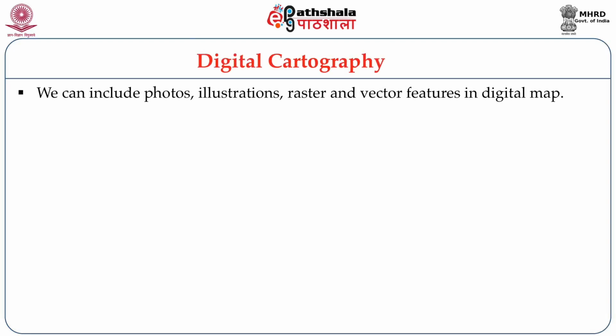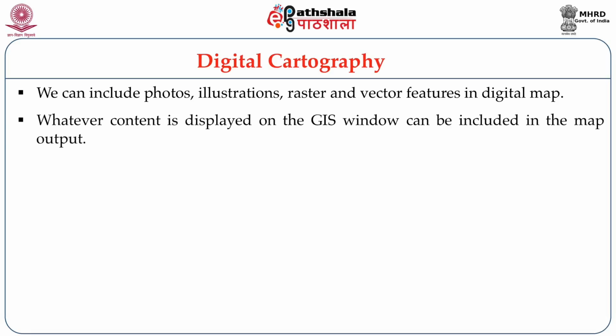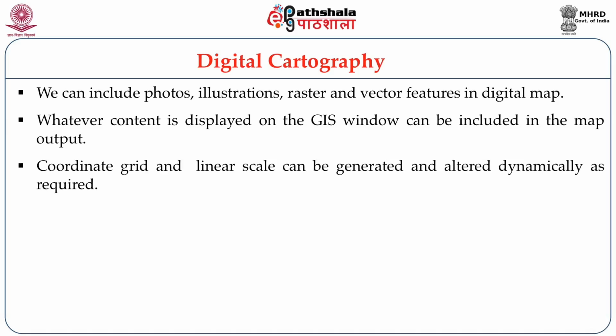So in digital cartography, other advantages are we can also include photos, illustrations, and raster and vector features in a digital map very easily. And also whatever content is displayed in the GIS window can be included in the map output. So whatever display is there when we make a GIS project, all those features can be included in the map output. And then the coordinate grid and linear scale can be generated and altered dynamically as required.